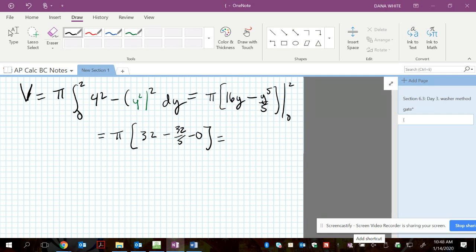The clever way to do this, just so you know, is pi, and that becomes 5 over 5 times 32 minus 32 fifths. So that means it's going to be pi times 4 times 32 over 5. And that makes the math a little easier because 4 times 2 is 8. 4 times that is 128 fifths pi.